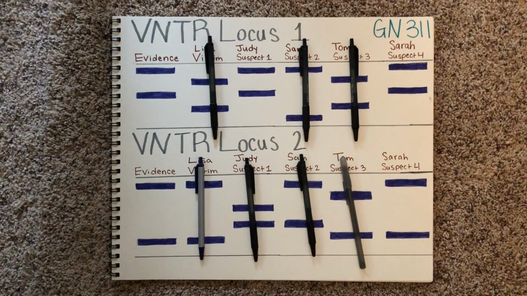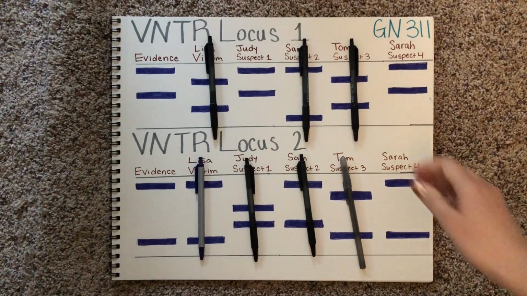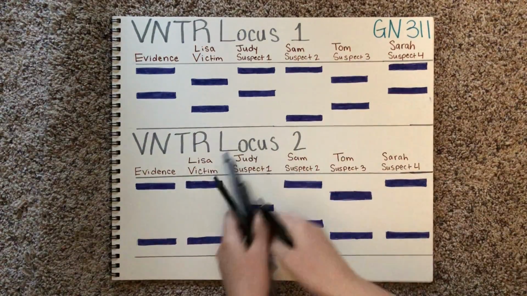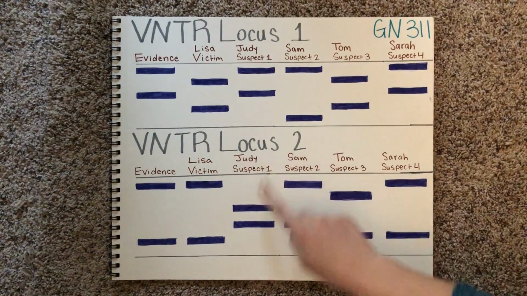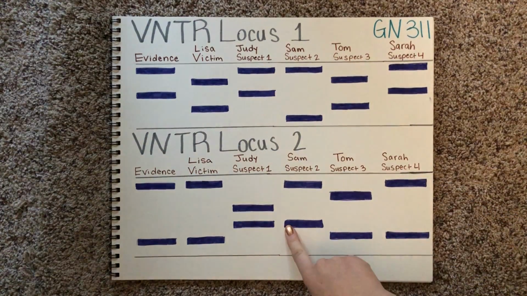Although this is not pertinent to the case, we can also see how Judy is a biological parent to Sam by looking at these fingerprints. When we look at locus 1, we see that Judy and Sam share one allele here, and in the second locus, they share an allele here.